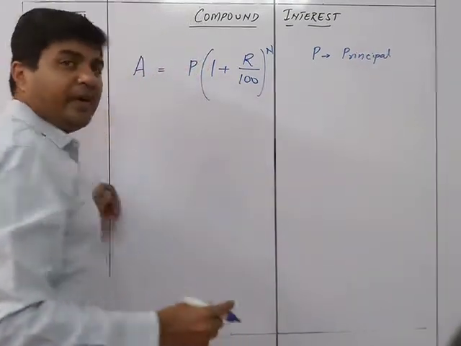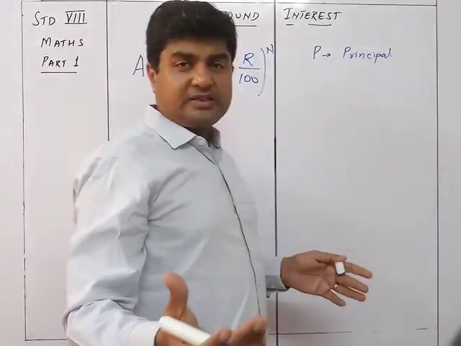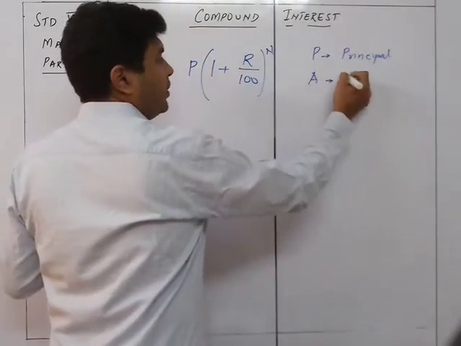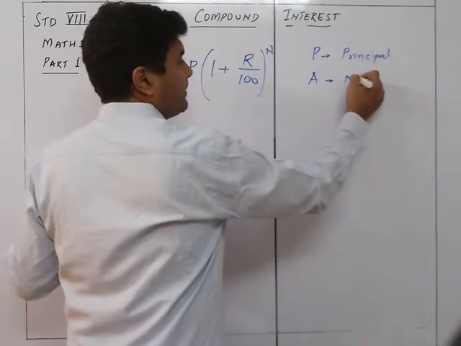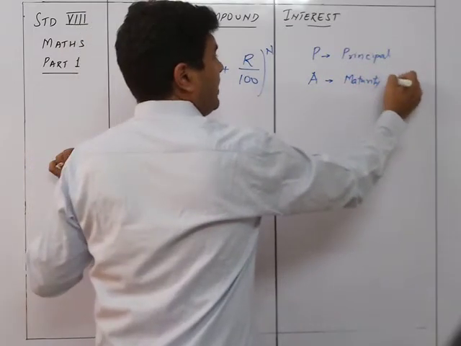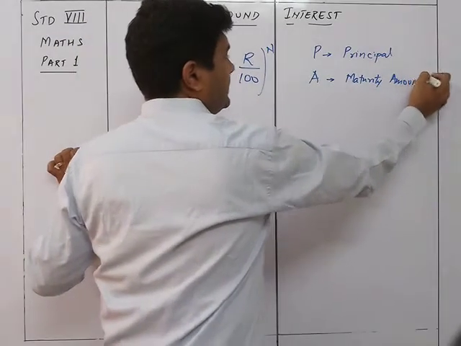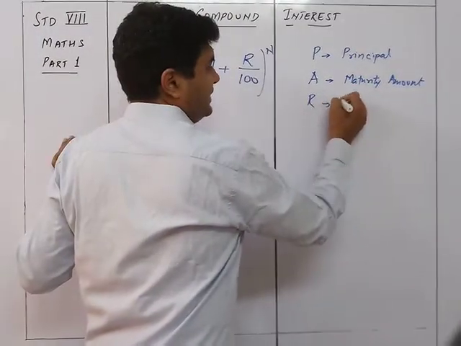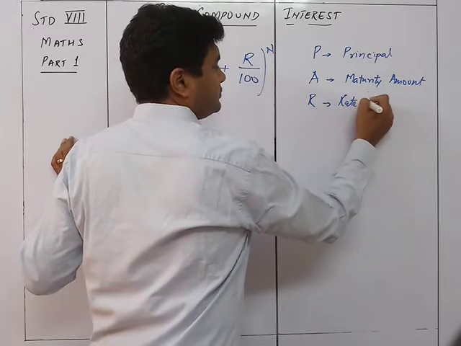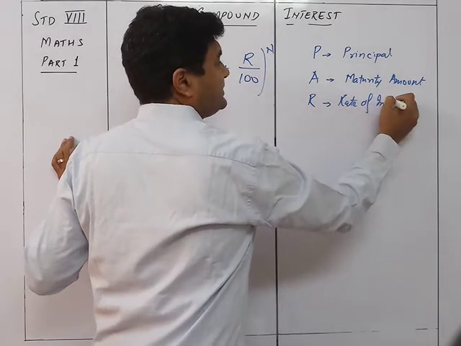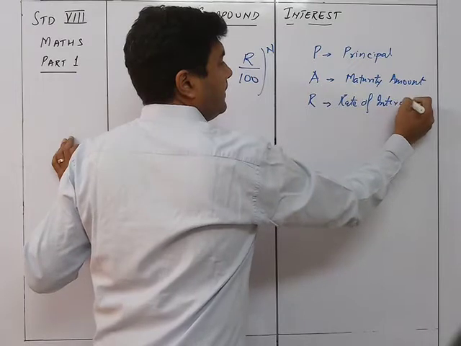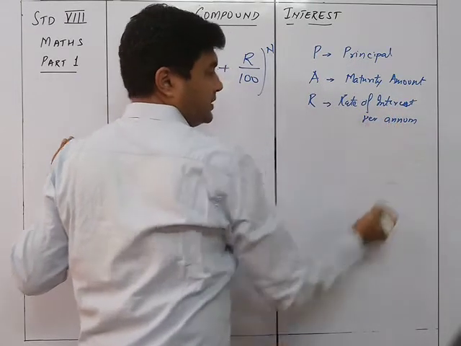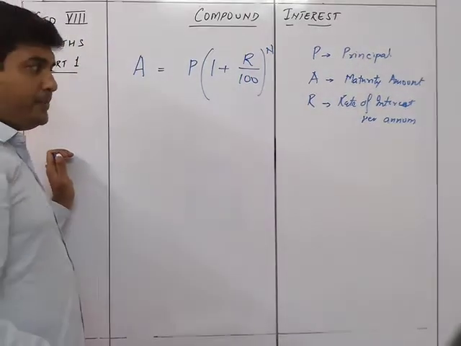we know very well that P is the principal, which is the amount we have invested. The amount invested is the principal, that is P. A will be the amount, that is the maturity amount, or you can say the amount we get as principal plus the interest. R is the rate of interest, and this interest rate is per annum. Annum is nothing but per year.